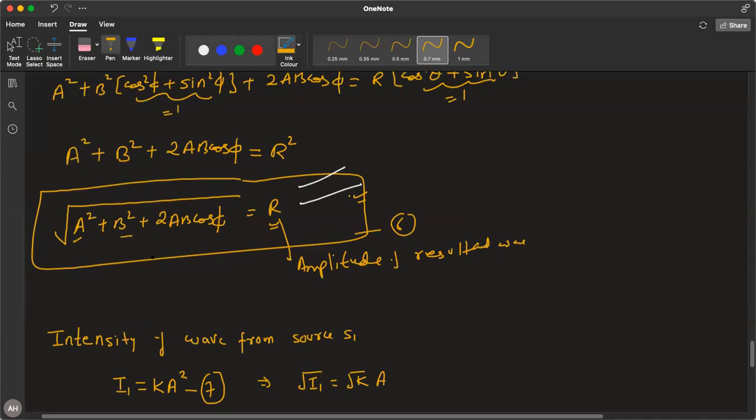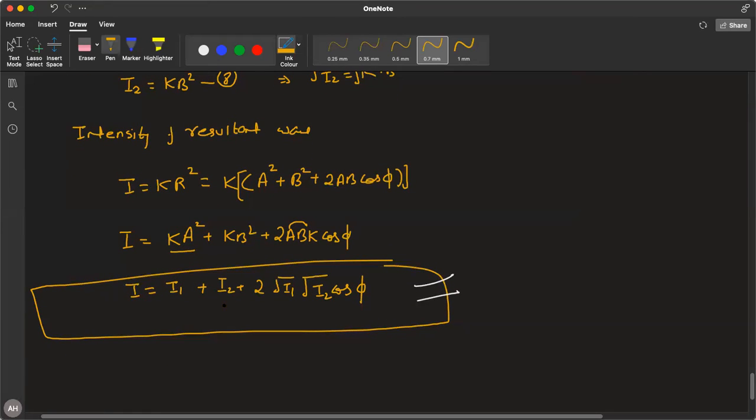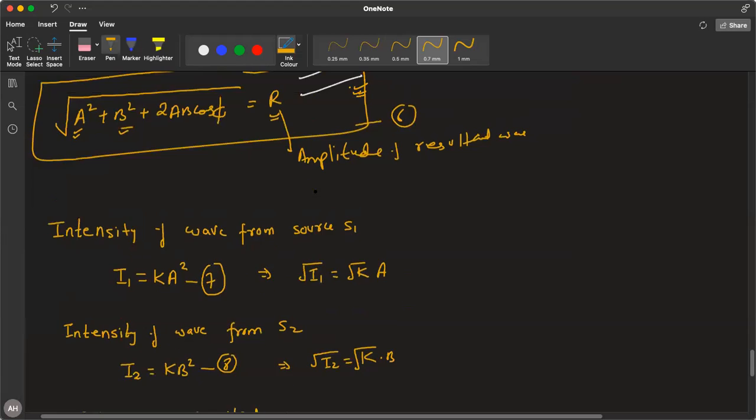The resultant amplitude is root over A square plus B square plus 2AB cos phi. This is the resultant amplitude, or amplitude of the resultant wave. A is the amplitude of the first wave, B is the amplitude of the second wave, and phi is the phase difference between the two waves. That was the first result that we derived. Along with the amplitude, we can also calculate the intensity, which is I1 plus I2 plus 2 root I1 I2 cos phi. So before moving further, let's do some straight formula based questions on these two.